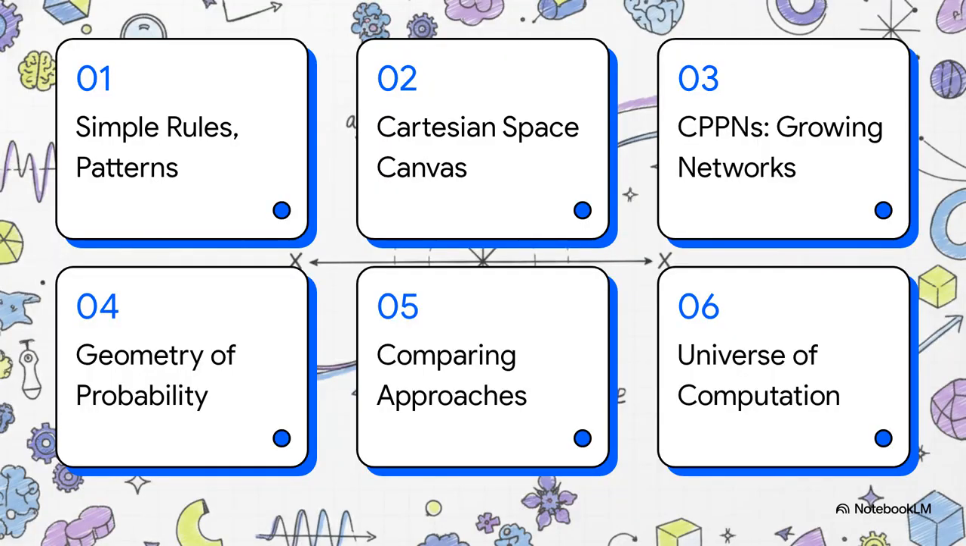Let's run through our roadmap for this explainer real quick. 1. Simple rules, complex patterns. 2. Functions over Cartesian space. 3. CPPNs, growing neural networks. 4. Tiling, geometry of probability. 5. Comparing the two approaches. And finally 6. The universe of computation.